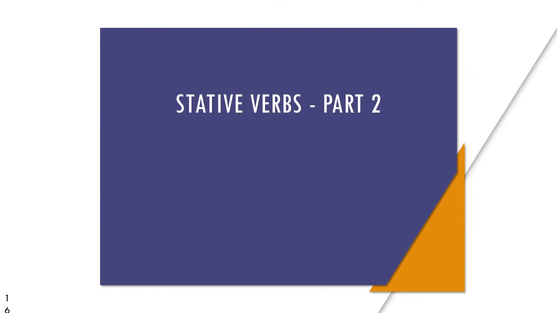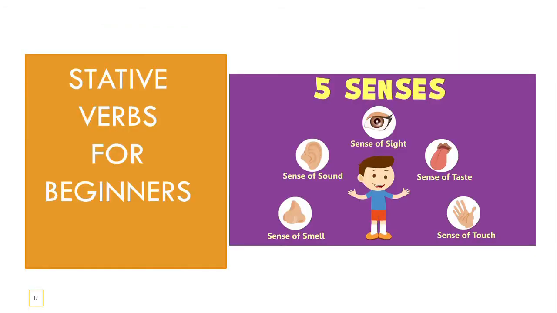To my channel. In this session, I'm going to talk about stative verbs, and this is part 2 of a 5-part series of videos on stative verbs. So in this part, I'm going to talk about stative verbs with examples that are suitable for beginners. Okay, so as we know, stative verbs are used to talk about senses. I've discussed this in part 1. So sense of sight, sense of taste, sense of touch, sense of sound, and sense of smell.